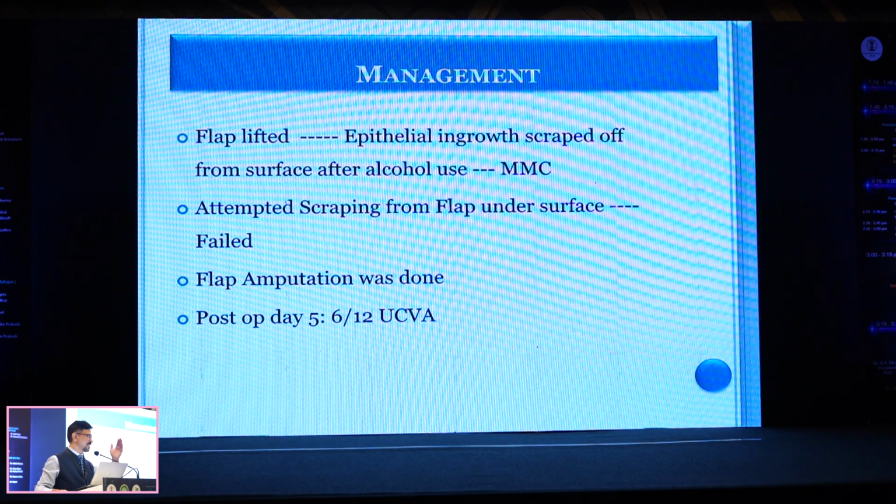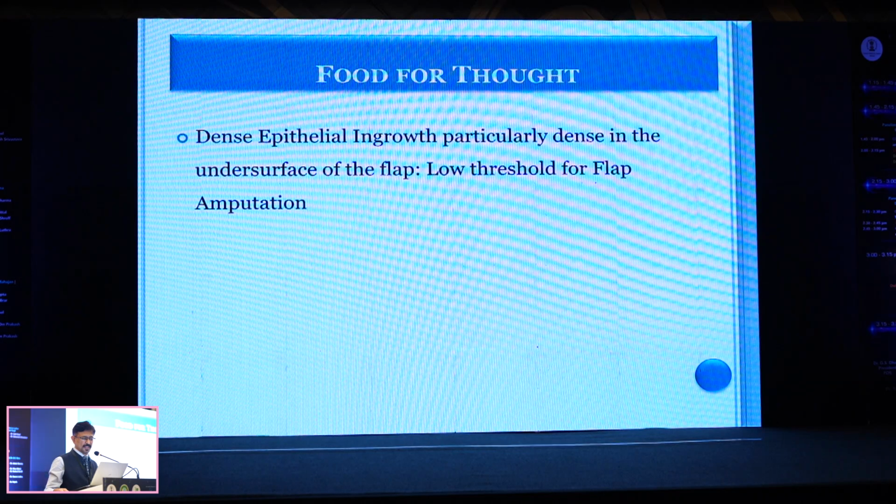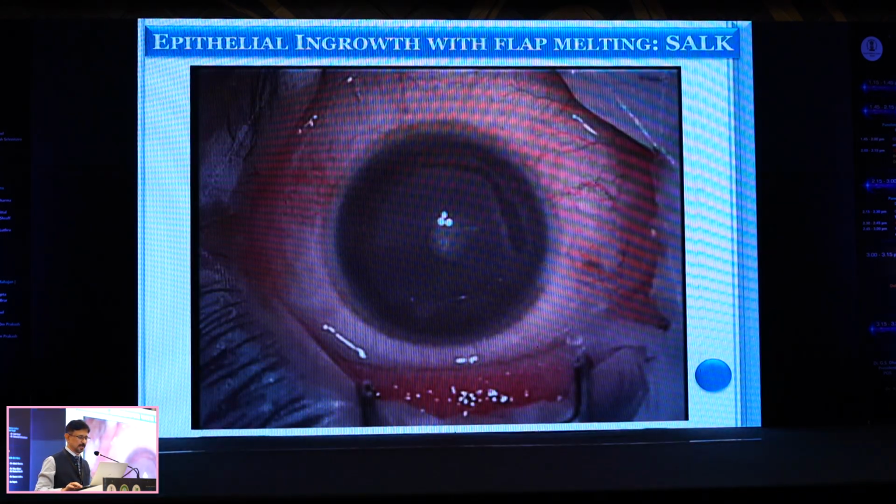However, it has been seen and shown in literature as well that once there is epithelial growth over it and epithelial turnover, with time there is a reduction of astigmatism. Now, the food for thought here is that if you have a dense epithelial ingrowth, particularly dense on the undersurface of the flap, it's better not to keep scratching the undersurface and hope that there won't be recurrence. Rather, we can sacrifice the flap with reasonably good result.